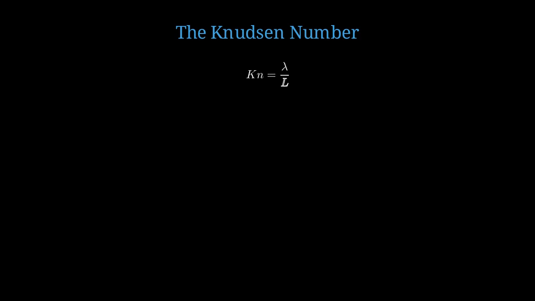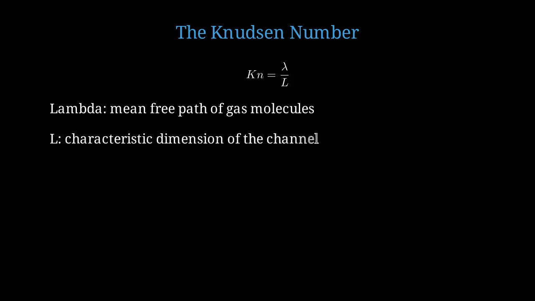To understand when Knudsen effects become important, we need to introduce a dimensionless parameter called the Knudsen number. The Knudsen number equals lambda divided by L, where lambda is the mean free path, and L is the characteristic length scale. Lambda represents the average distance a molecule travels between collisions with other molecules. L is the characteristic dimension of the channel, typically the channel height or diameter. The mean free path depends on temperature T, pressure P, and molecular diameter d. It equals k_B T divided by the square root of 2 times pi times d squared times P.